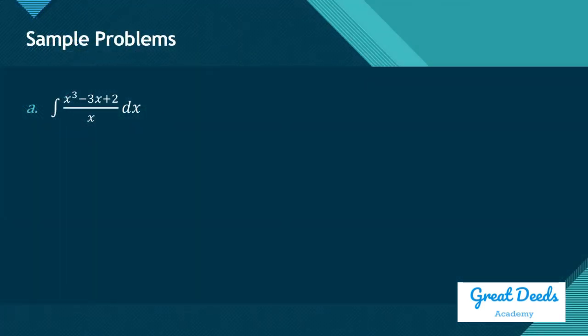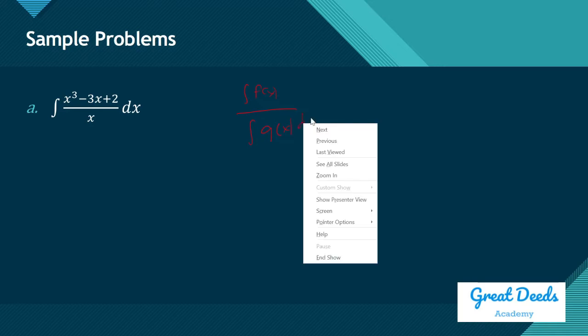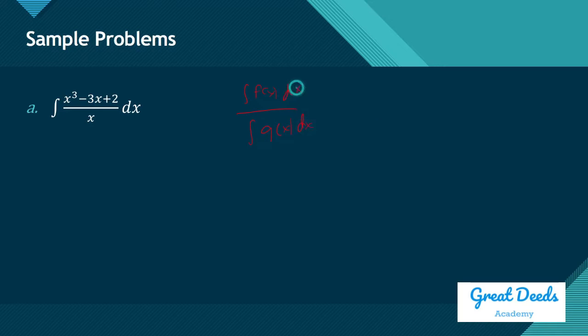Let us obtain the integral of (x cubed minus 3x plus 2) divided by x dx. At first glance, you might be tempted to think that this is how you do it. No. We have no rule that says this is what we can do.